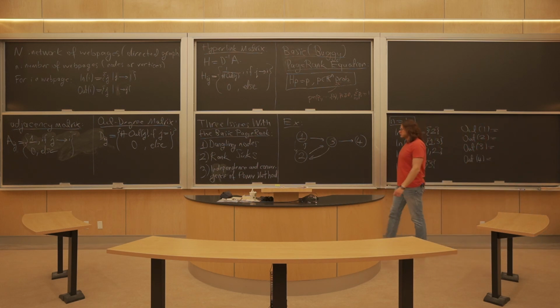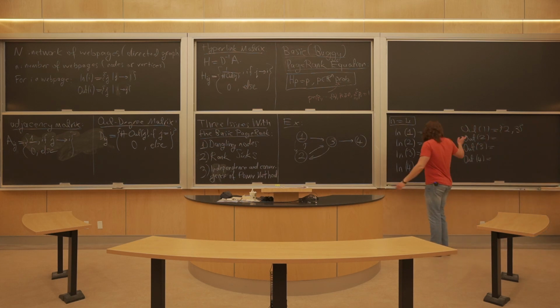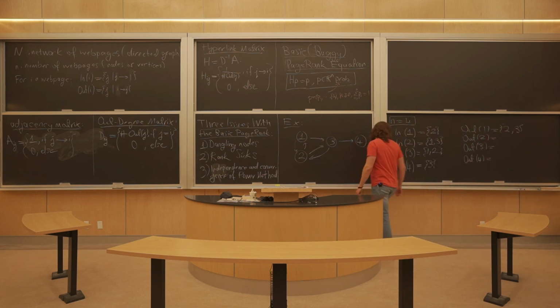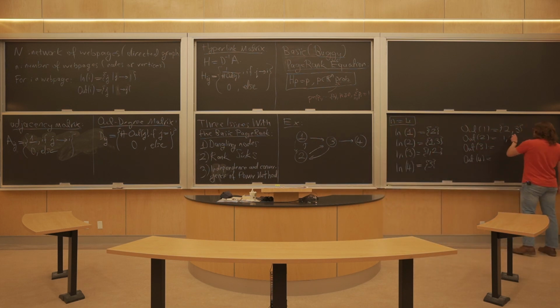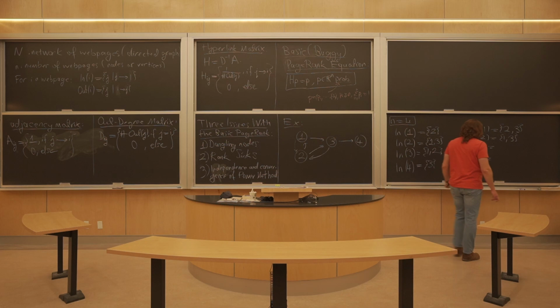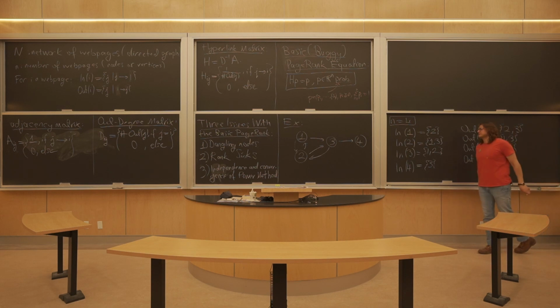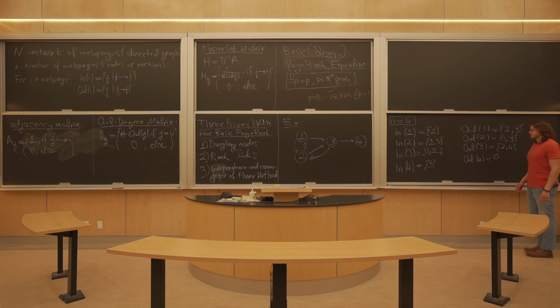Now I'm looking at the other question: which other web pages does 1 point to? 2 and 3. So this should be 2 and 3. 2 points to 1 and 3. 3 points to 2 and 4. 4 doesn't point to anything, so it's the empty set if you want.